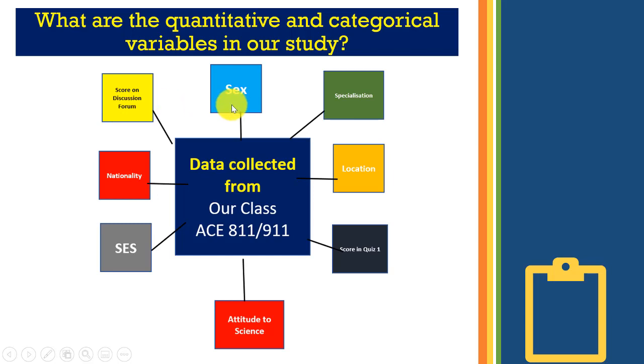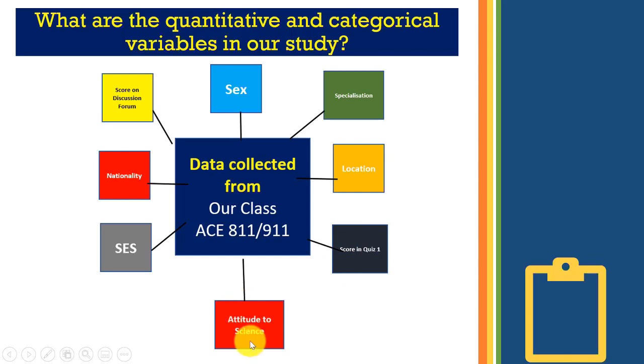So this is red. What about sex? Let's use this color, dark blue. What color should we give to this? Is it categorical or quantitative? Right, you're correct. So this is blue because it's categorical. What about specialization? We looked at them just now. Yes, blue. What about this? Location is categorical. What about score in quiz 1? Anybody? Oh yeah, I can hear you all say that it is quantitative, so it has to be red.